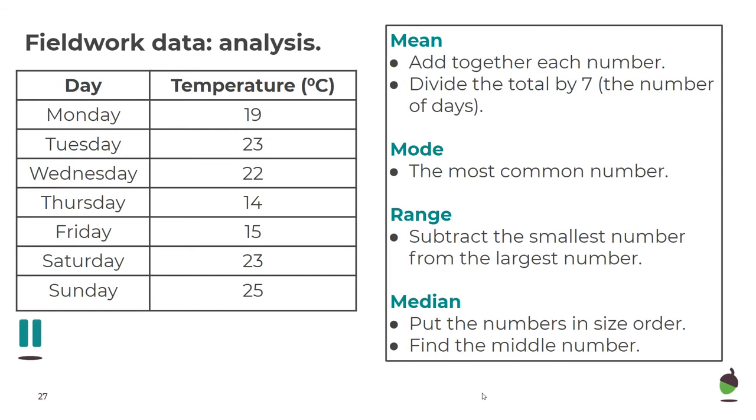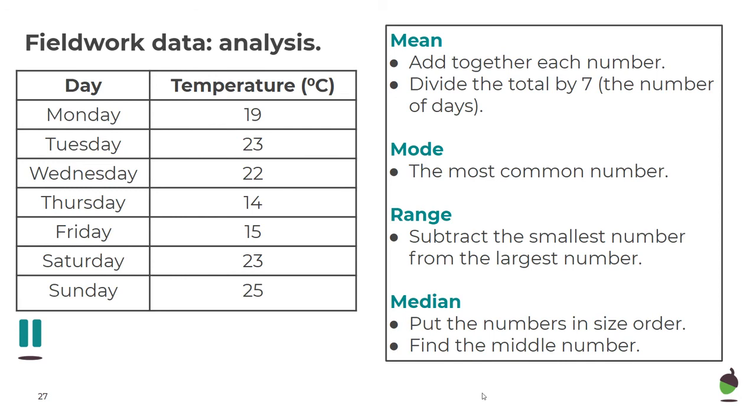Within your exam, you may get asked to work out the mean, the mode, the range, and the median of sets of data. So we're just going to practice how you calculate the mean, the mode, the range, and the median, just using this temperature data. To find out the mean, you need to add together each number and divide the total by 7, which is the number of days.